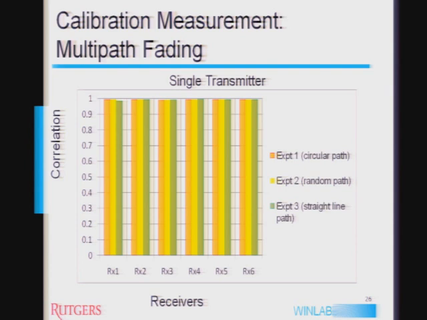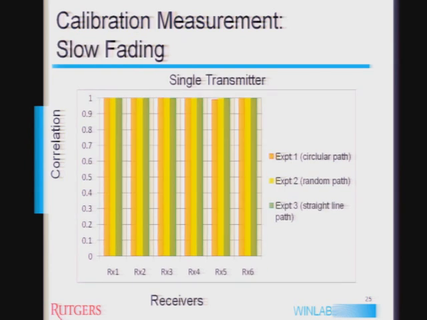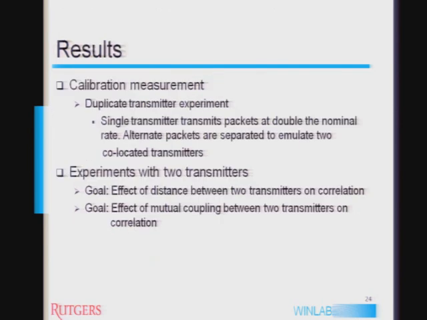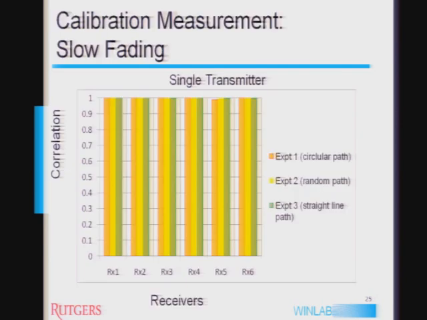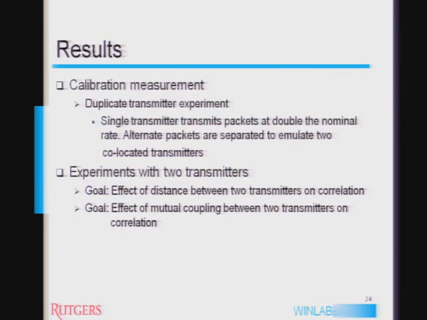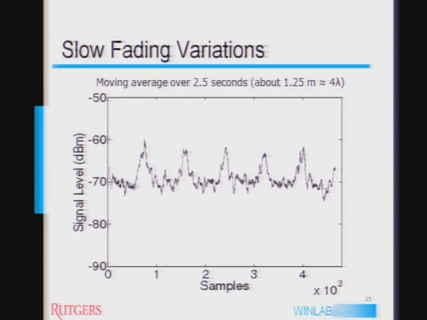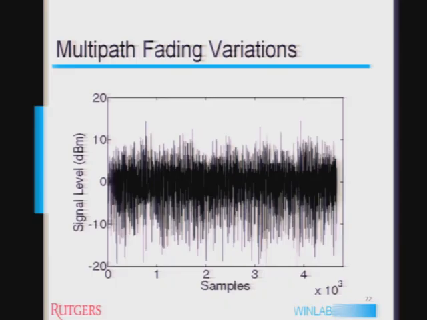And what are you correlating here? You're correlating the RSSI values? We are correlating the axis. Are you correlating the moving average of RSSI? The moving average of RSSI is the slow fading. So what we really are correlating are 2 curves like these, 2 signal level variations like these.